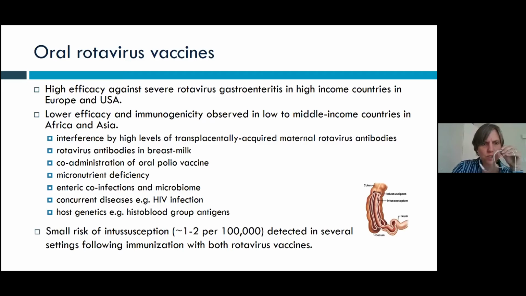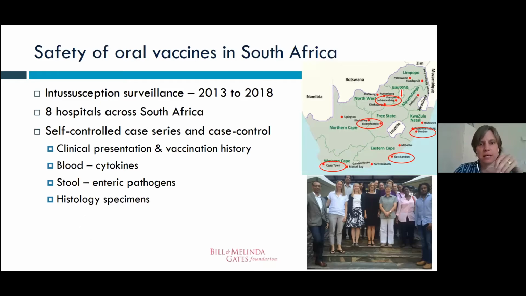One of the other issues with the oral rotavirus vaccine is that there's a small risk of intussusception, which was detected in several settings following immunization with both Rotarix and RotaTeq, which are the globally licensed rotavirus vaccines. And so the WHO really recommended that we monitor intussusception after introduction of the vaccine. So what we did then in South Africa was looking at the safety of the oral vaccine Rotarix. We started a large project with funding from the Bill and Melinda Gates Foundation and started intussusception surveillance towards the end of 2013.